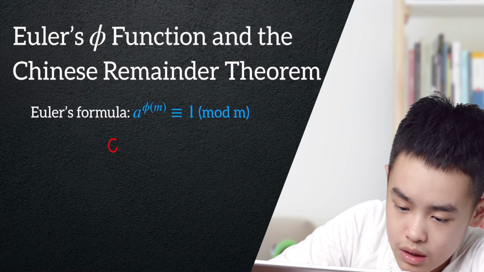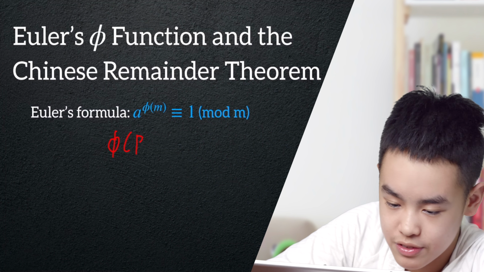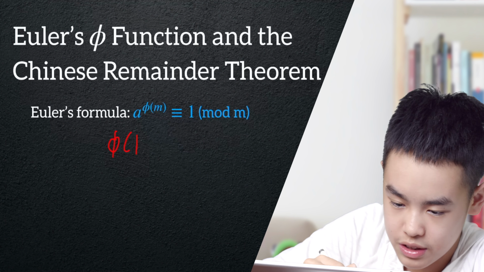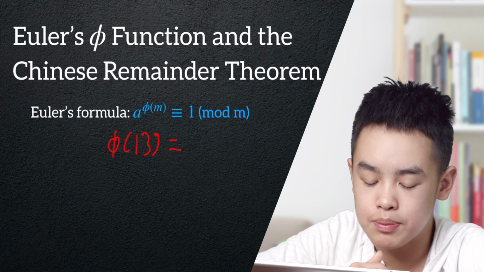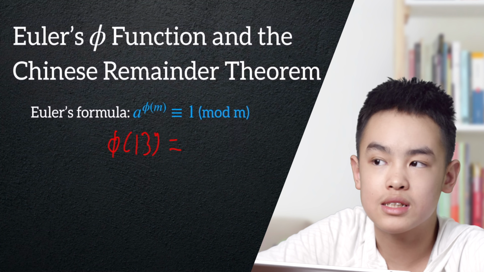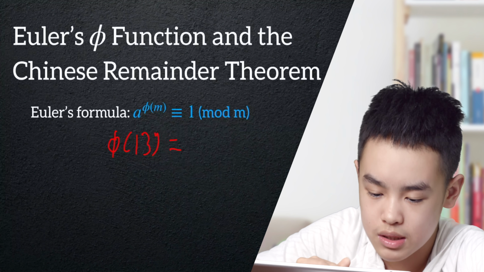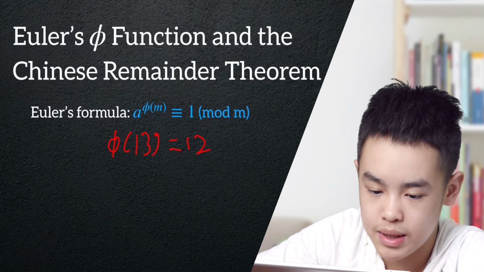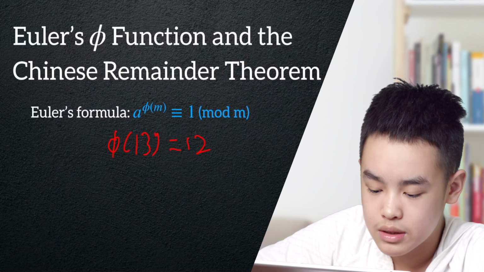Now, we already know if it's phi of a prime number, it will be very, very easy. For example, phi 13. We already know that 13 is a prime, and so the only factors of 13 are 1 and itself, which is 13. So there are 12 numbers which are relatively prime to 13, which are smaller than 13 itself.